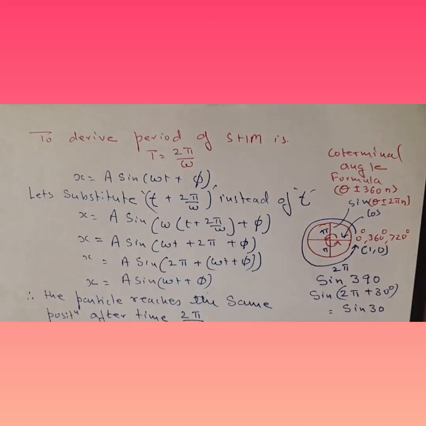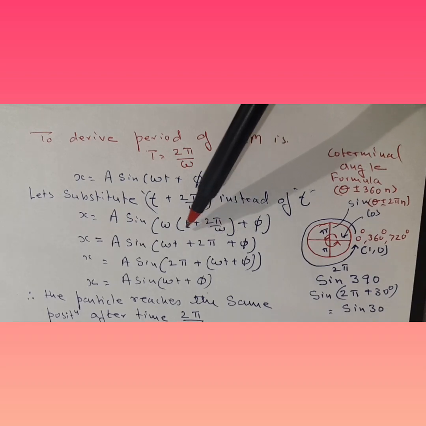Okay guys, now let's derive the period of SHM, that is T is equal to 2 pi over omega. To begin with, we have already seen that x, that is displacement in SHM, is equal to A sine (omega t plus phi). Now to understand what the time period is, let us substitute, instead of t, t plus 2 pi by omega.